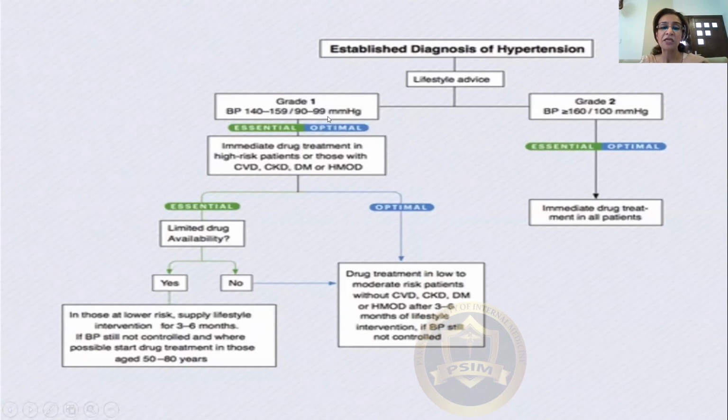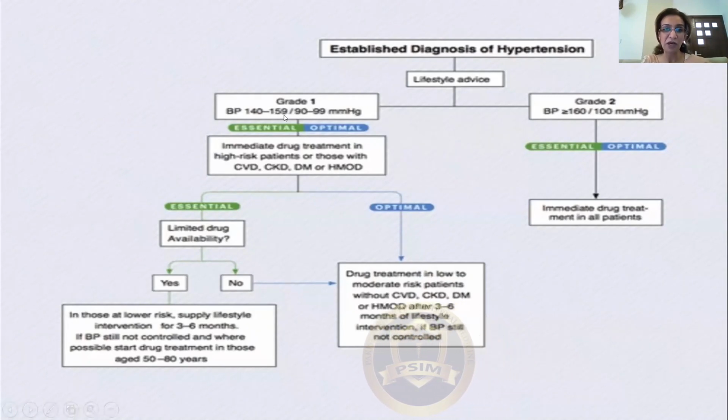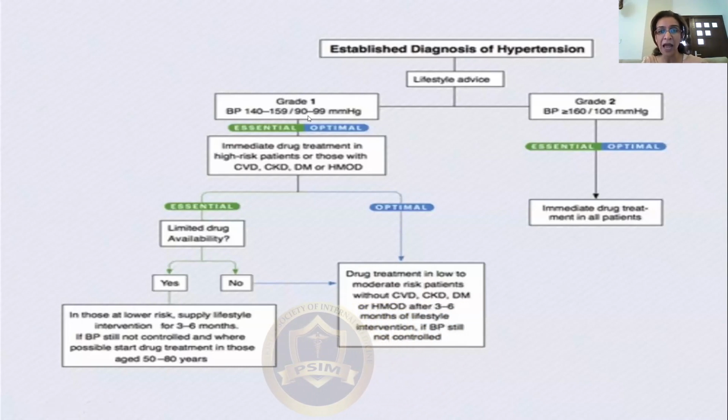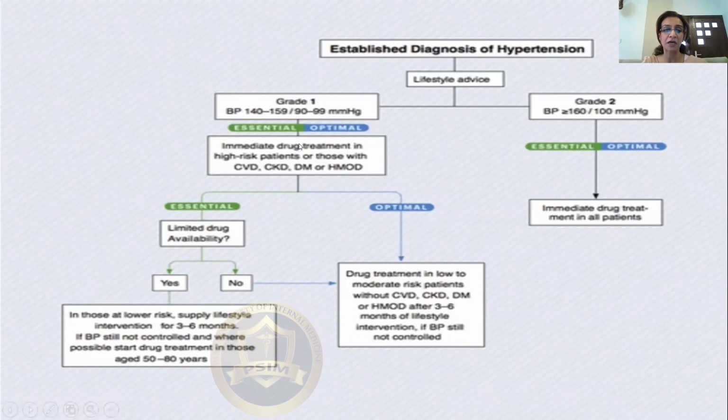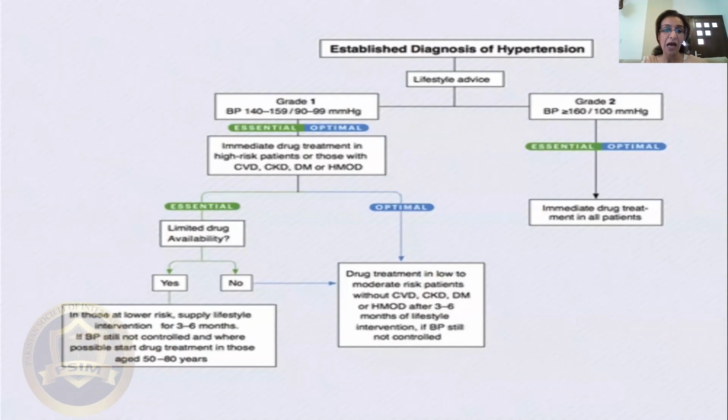However, if our patient has grade 1 hypertension, which means 140 to 159 systolic or 90 to 99 diastolic, and our patient has hypertension-mediated organ dysfunction or is at risk for cardiovascular disease, chronic kidney disease, or diabetes, then we might start drug treatment immediately. However, if there are no such risk factors, then we can give the patient a trial of 3 to 6 months of lifestyle advice before we go on to drug therapy.